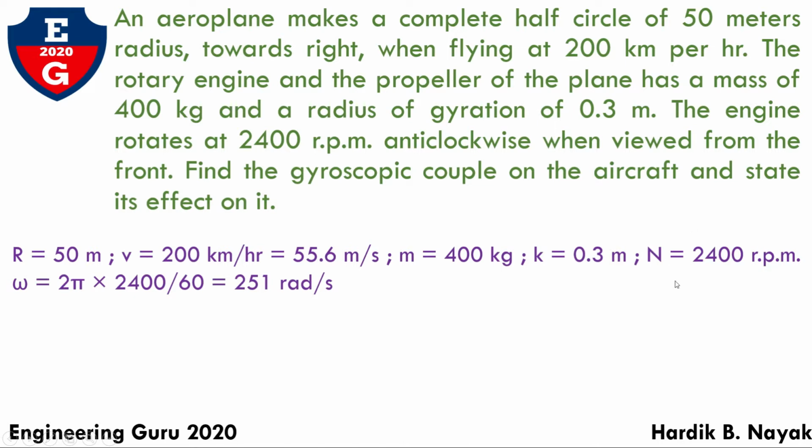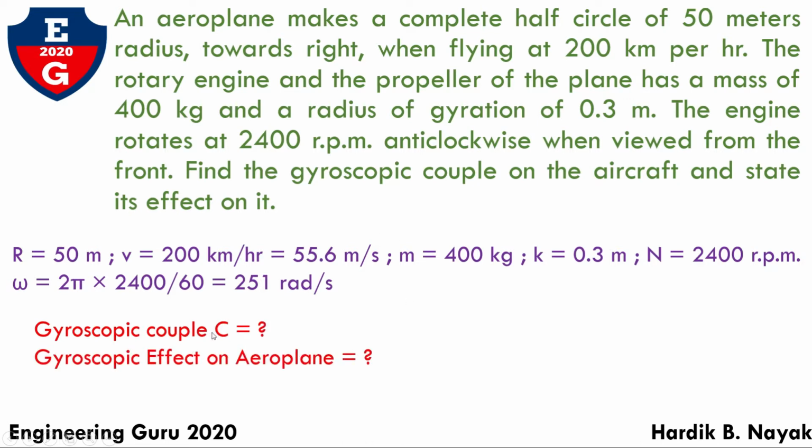So from this we can find omega. Omega equal to 2 pi N by 60. So we will get omega equal to 251 radian per second. Here we have to find the gyroscopic couple, that is C, and the gyroscopic effect on the aeroplane. So that we will see one by one.